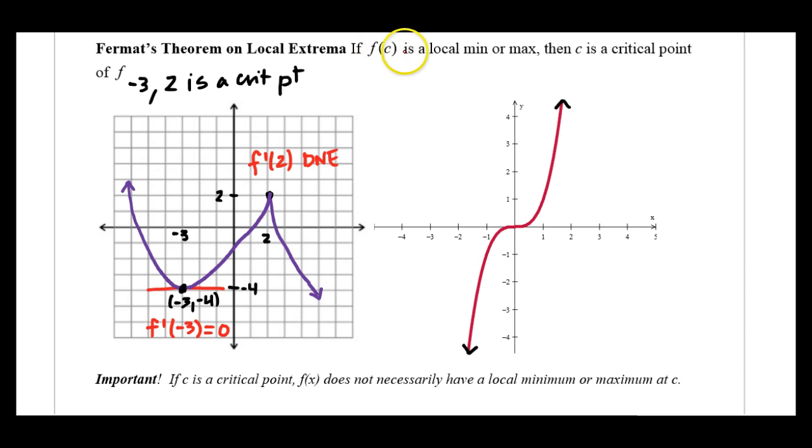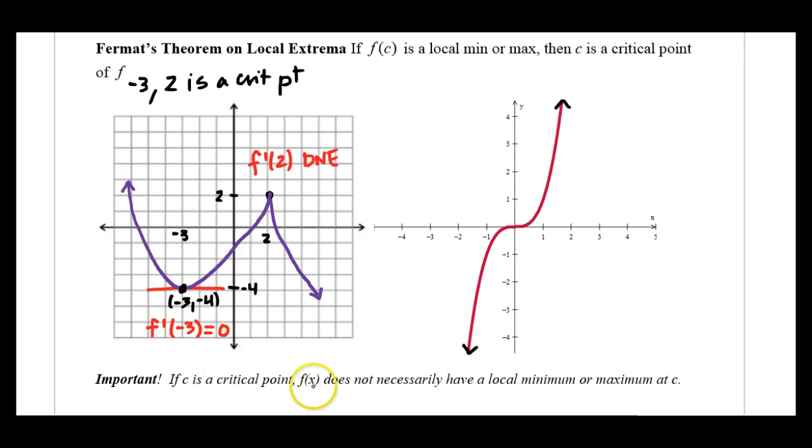So if a y value is a local min or max, then the x value it came from is a critical point. But it's important to know, down here, if c is a critical point, the function does not necessarily have a local minimum or maximum at c. So this graph on the right is the counterexample to the converse being true.